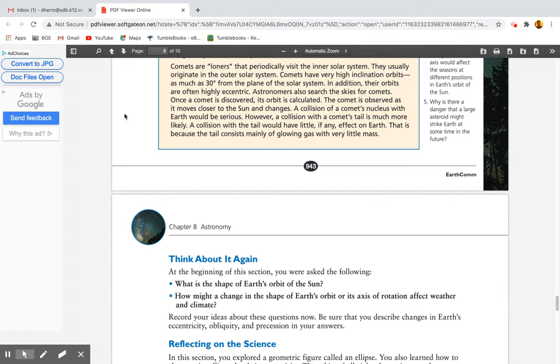However, a collision with a comet's tail is much more likely. A collision with the tail would have little, if any, effect on Earth. That is because the tail consists mainly of glowing gas with very little mass.